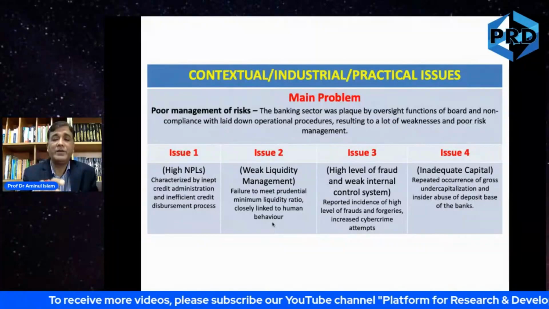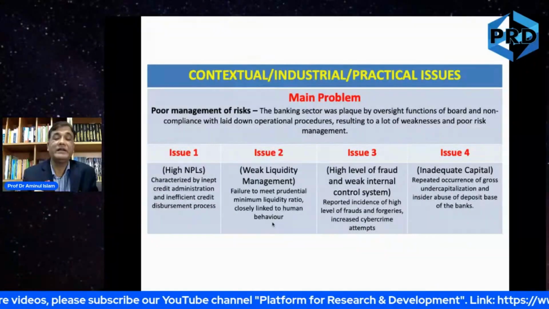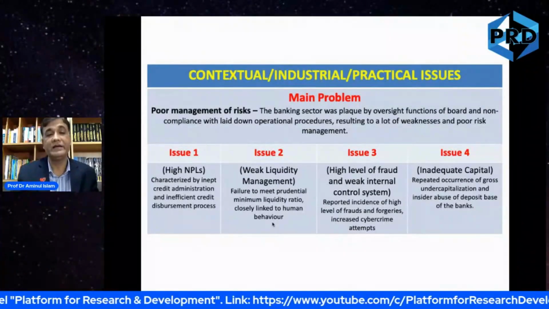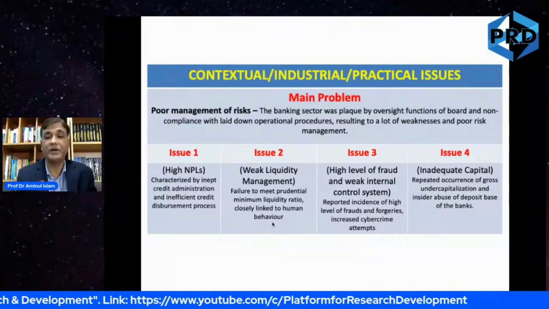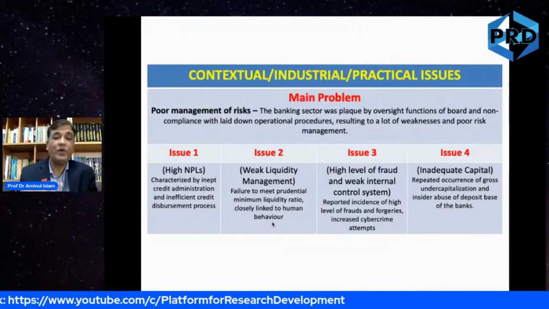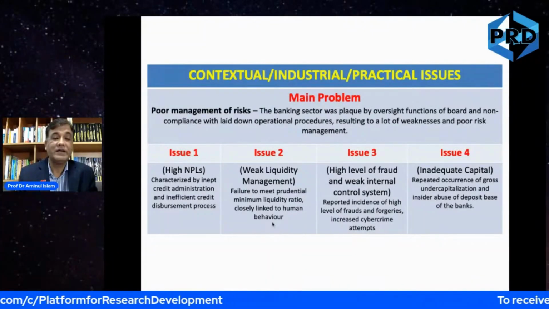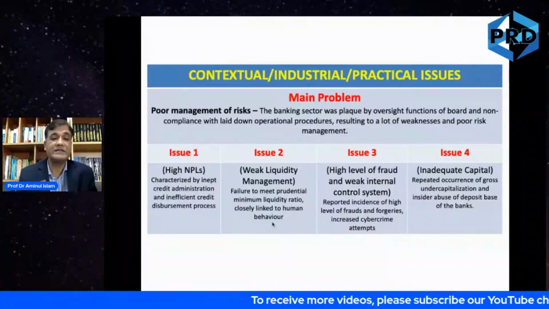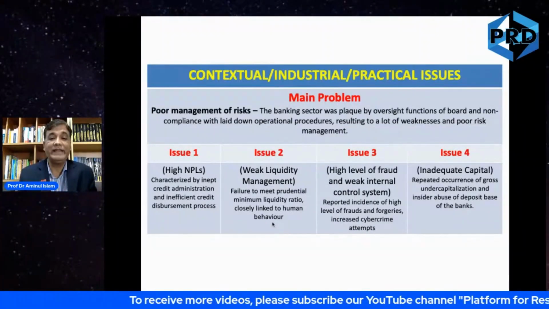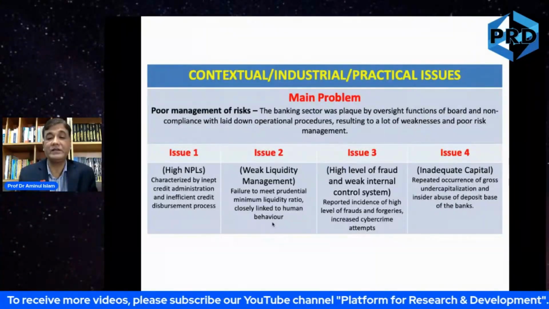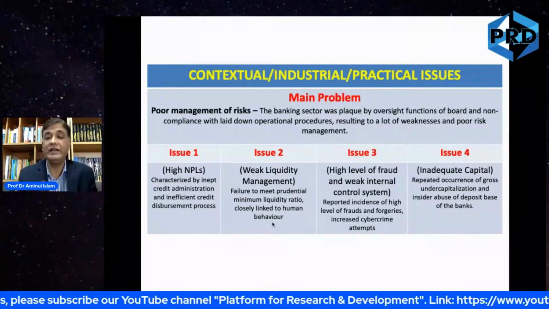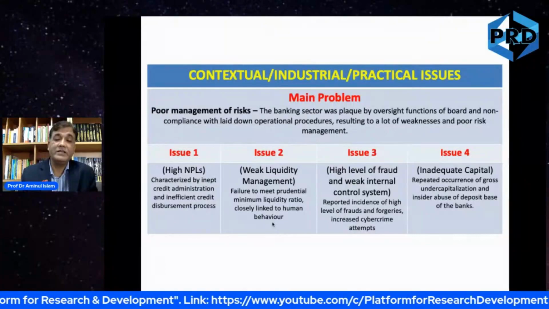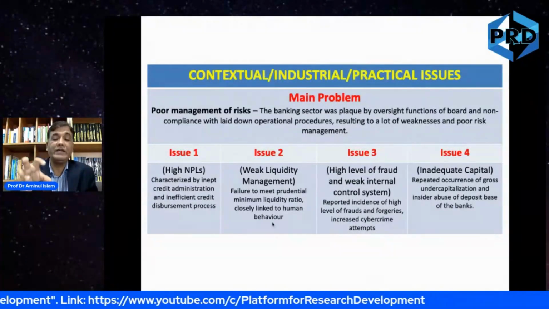So your main problem was firm value, right? But here, why is the firm value affected? Because of the poor management of risks by the leadership of an organization. So how the risks are managed, that problem can be identified from the industry. For example, this student has looked at high non-performing loans. He looked at weak liquidity management, high level of fraud, weak internal control system and inadequate capital.